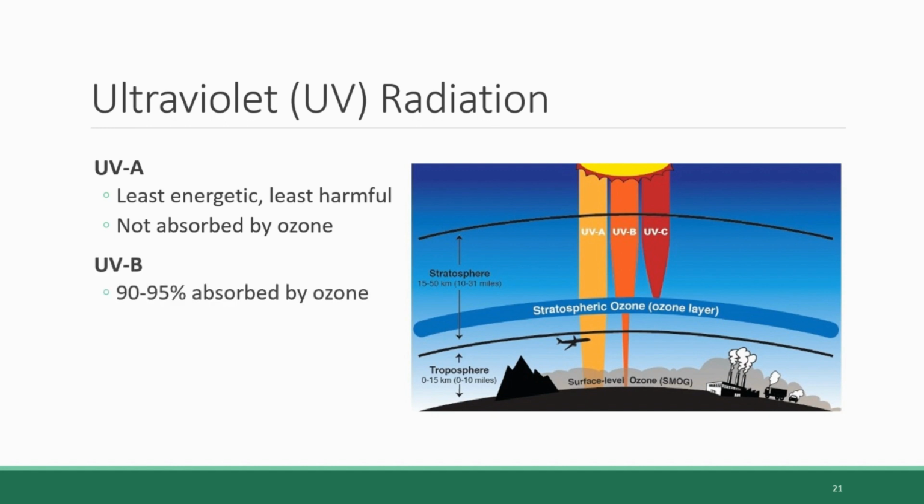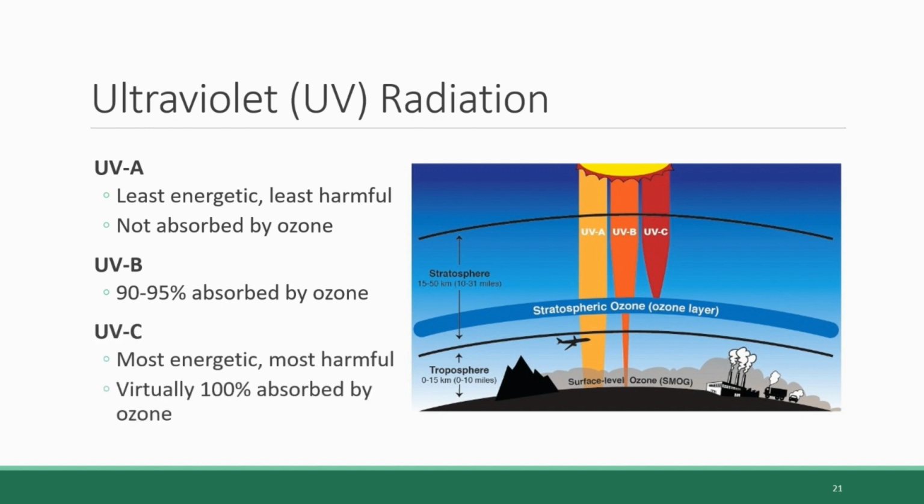UVB carries more energy than UVA, but 90 to 95% of it gets absorbed by the ozone layer. So we're largely protected from it. UVB is the one that's represented in the darker orange color in the middle. And ozone is actually the only known gas that absorbs UVB radiation. So that gives you a sense of its unique importance. And then finally, UVC is the most energetic and the most harmful. And this is the one that's shown in red on the right side.